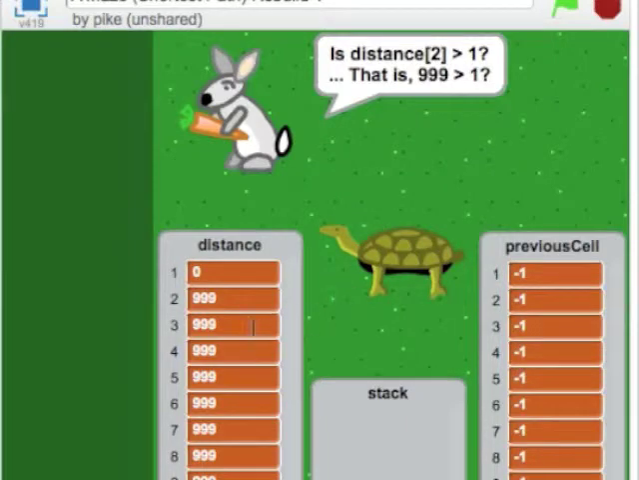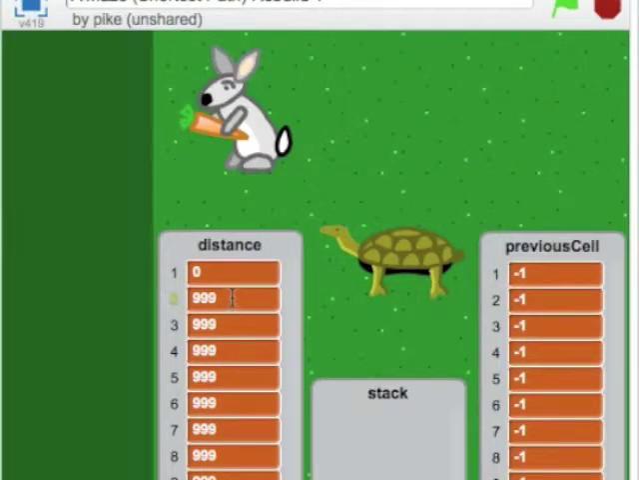Now I look in my distance table and I ask whether the number in the second row of the distance table is greater than 1. Why 1? Because I've moved just 1 cell to get here. And it's true that the number here, which is 999, is greater than 1.